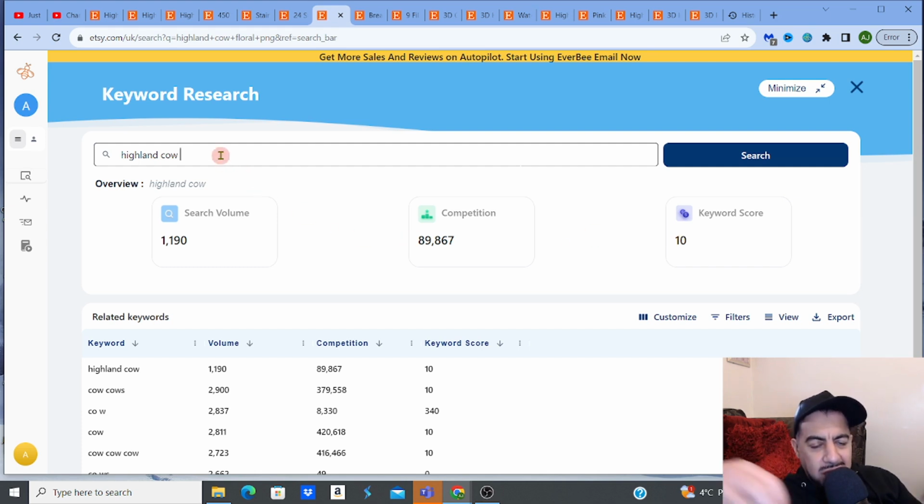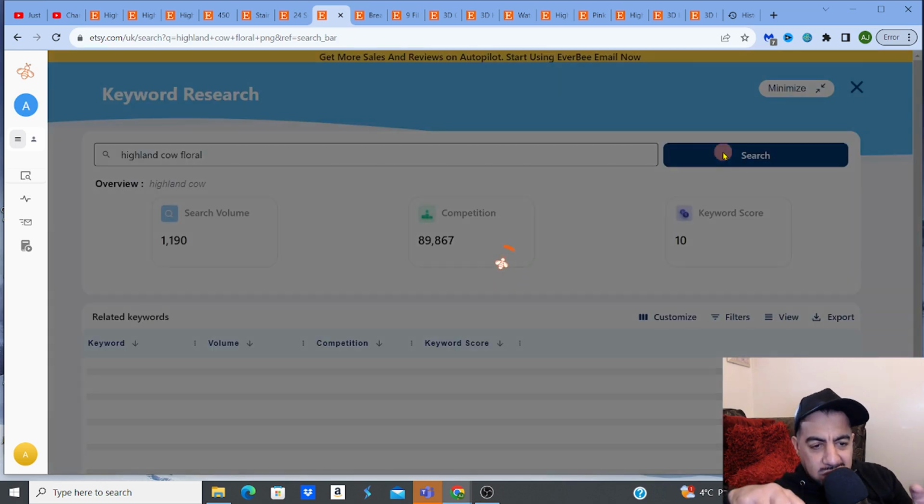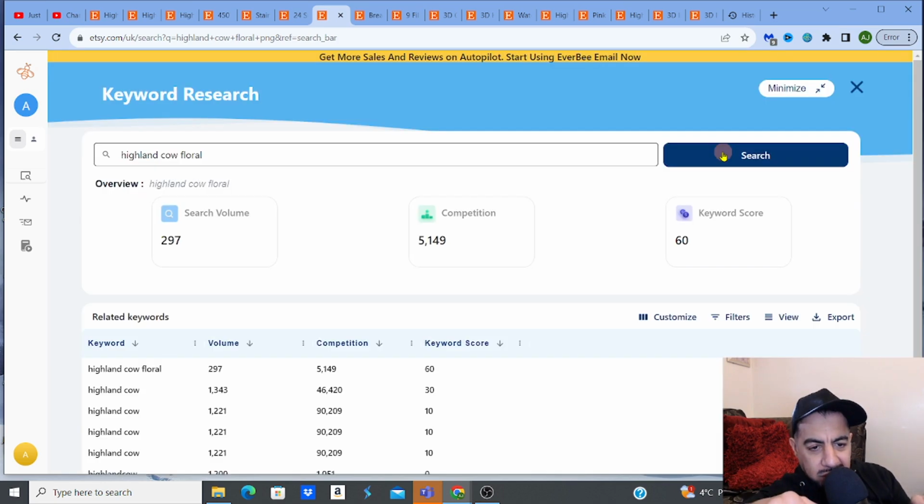Now, remember when I said you add another element to it? People will be searching for a watercolor element, possibly a stained glass style of designing, but on top of that they want to be looking at adding something with it. So you might have Highland cow with flowers, like I've just mentioned. So you might say Highland cow floral as a keyword. Let's see what keyword score this gives us, and how many people type in this search item. So there you go. Highland cow floral, there are 297 people actually searching for this every month on Etsy, and a competition of 5,149, which is actually not too bad. It's got a good keyword score of 60.